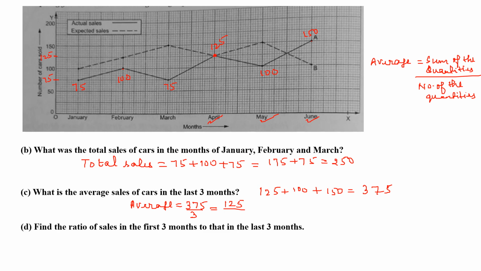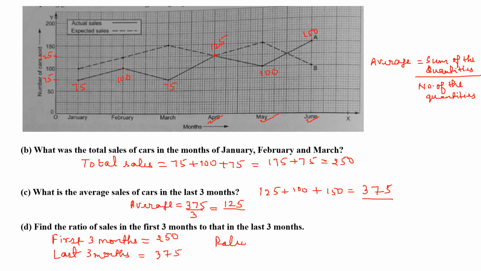Now the next question is, find the ratio of the sale in the first 3 months to that in the last 3 months. So first 3 months, what was the sale? We have already found, right, in the B part. First 3 months, which is January, February and March, it was 250. And the last 3 months, the sale was, that also we have found in the C part, it is 375. So you have to find the ratio of it.